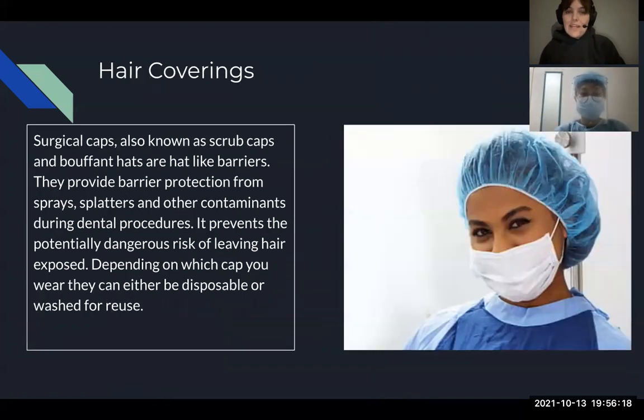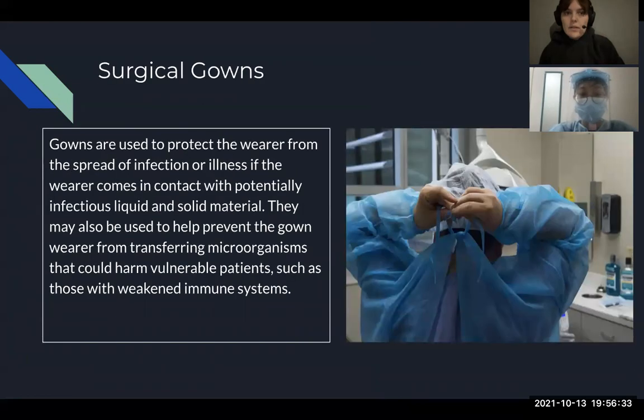And then we have hair coverings. These are basically like hair nets. They help prevent any splatter or debris from getting into your hair, so they keep your hair clean. They are typically disposable, but there are some cloth ones that can be washed and reused.